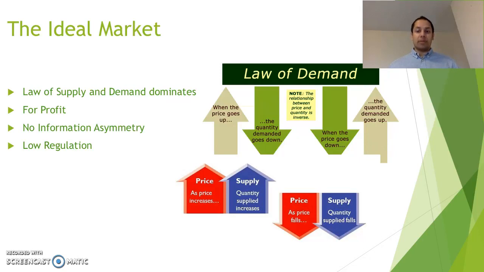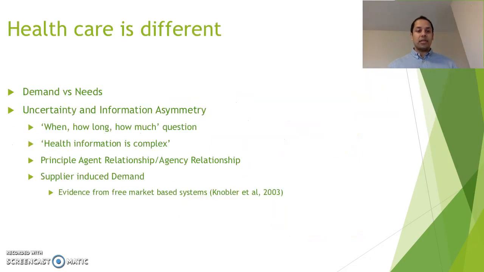Of course, there are some regulations, but if more regulations are there, it is thought that it will lead to market distortion or eventually even to market failure. There are other features of an ideal market which we cannot cover in this presentation, but these are the basic features. So now we will go to the healthcare market, why it is different.